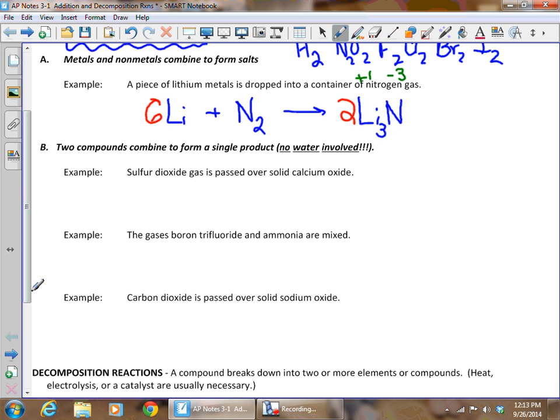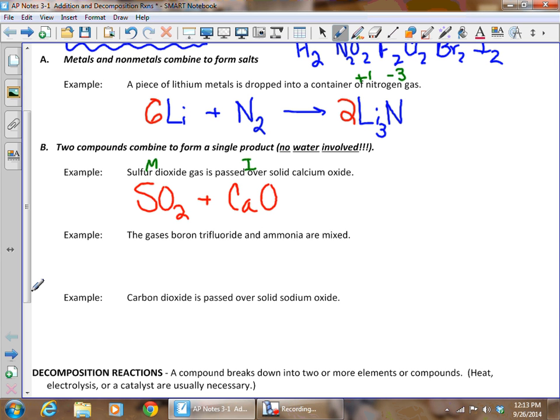So what if you've got 2 compounds that are reacting together and no water's involved? They're not solutions or anything, so how's that going to play out? Well, if we've got SO2 and we're reacting it with calcium oxide, one of the biggest things to notice here is that you're dealing with a molecular compound and an ionic compound. So you're not going to get double replacement. And even if you did try to do double replacement, you would end up getting the same thing you started with because they're both oxides. So what we will find in this situation then is that we're going to get those two combined together.